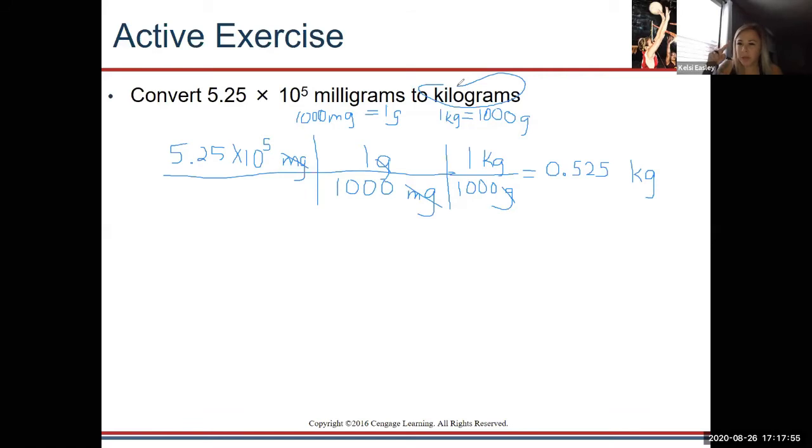So wait, you multiplied across the top on both sides and then divided by them? And divided by the thousands. Yep. Oh, I got you. Yep.